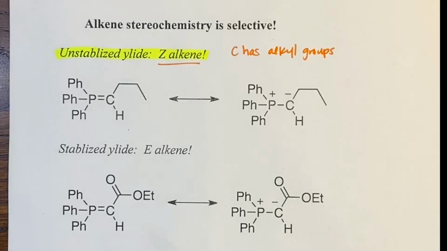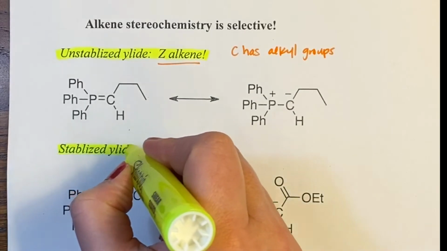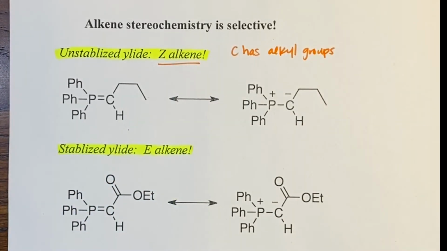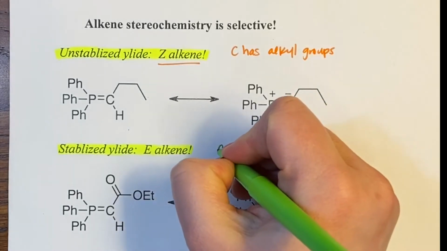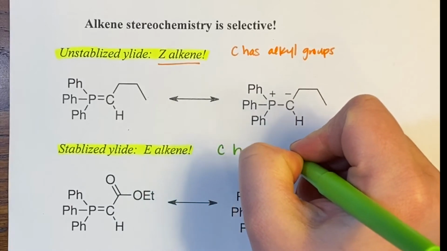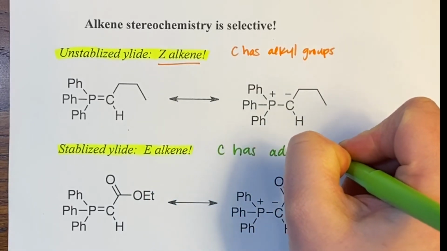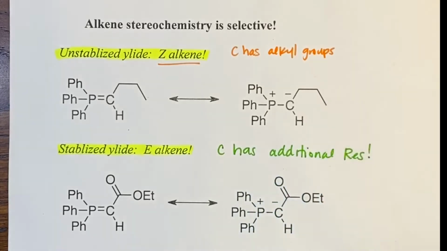If, on the other hand, my phosphonium ylide has a group that has something like a carbonyl, where I have additional stabilization when I have that electron density on the carbon, this gives rise to an E alkene in my product. So this is called a stabilized ylide, and it gives rise to an E alkene. And for these stabilized ylides, the carbon is going to have additional resonance due to the presence of that carbonyl.